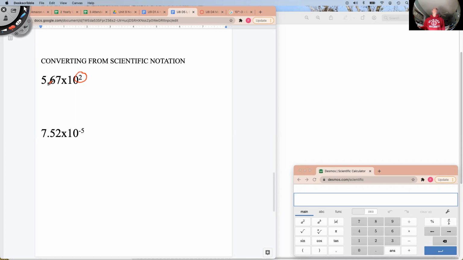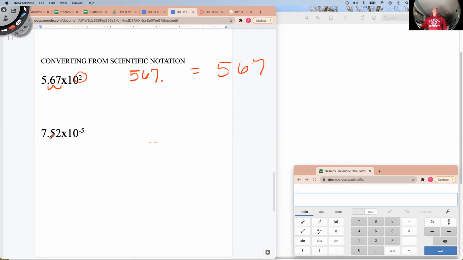We're going to move it 2 times. 1, 2, which means my new decimal place is going to go right here at 567. So this number equals 567. Okay, let's take a look at the next one.